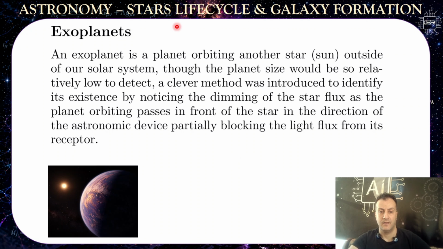Exoplanets. What is an exoplanet? It's a planet orbiting another star system other than our own sun. So it would be outside of our own planetary system or solar system.